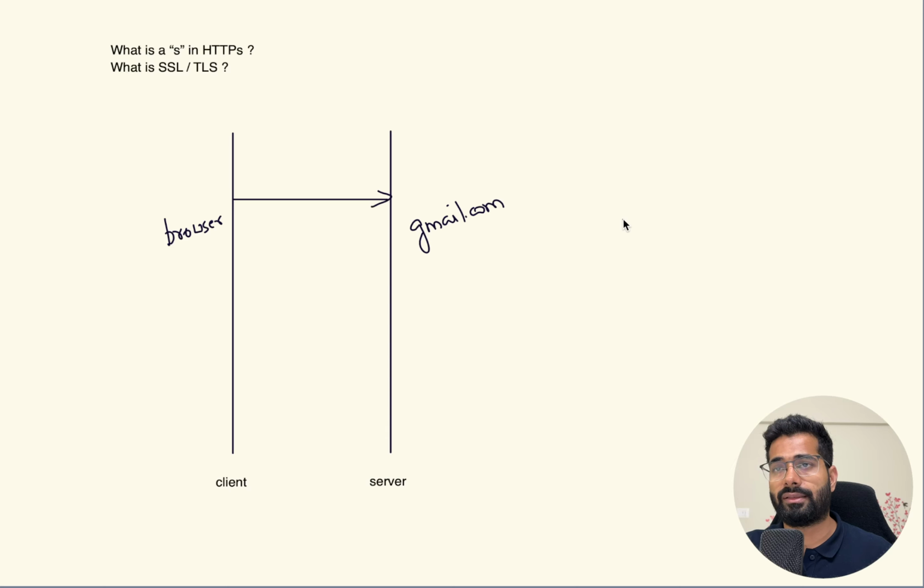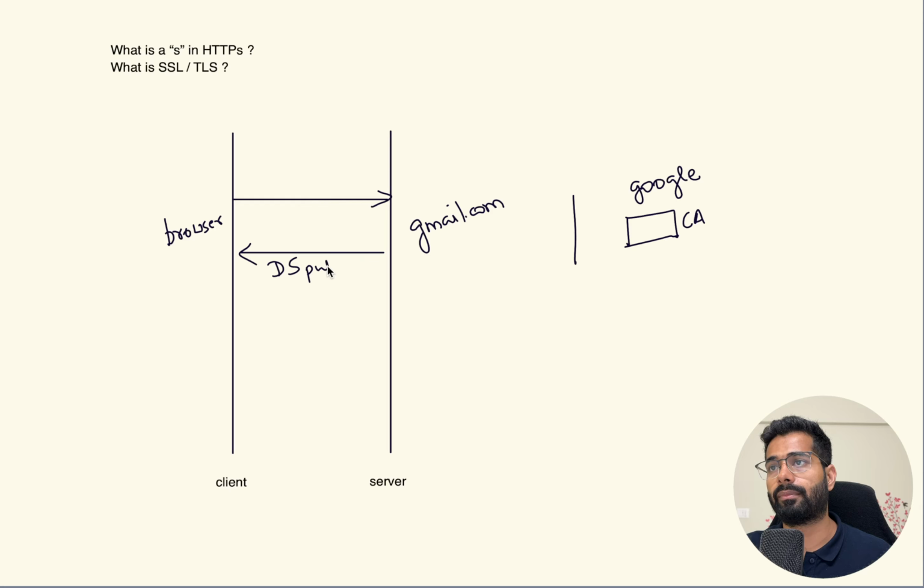Now what Gmail does is, we have a certificate authority. Since it's Gmail, I think it will use the Google certificate authority. So Gmail will send me back the digitally signed public key. And who will sign this public key? This public key will be signed by the certificate authority, which in this case is Google. So the public key of Gmail would be sent back to the browser, and this would be digitally signed.